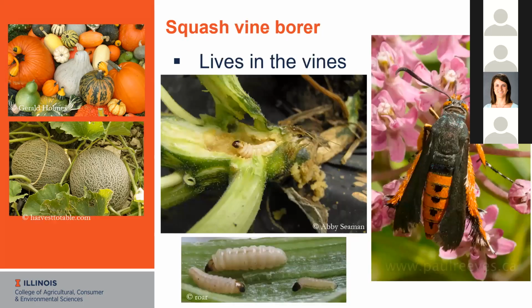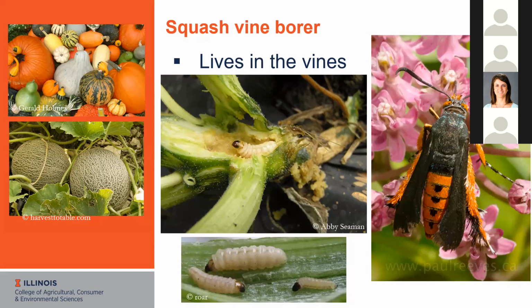So the next pest up is the squash vine borer. And as the name suggests, the caterpillar lives in the vines. Now, I've included a photo of the adult here for you to take a look at. It's a really large, charismatic, very pretty moth that looks a little like a wasp. And if you're seeing those guys flying around, it's almost guaranteed that you either have squash vine borers in your vines or you're going to soon.